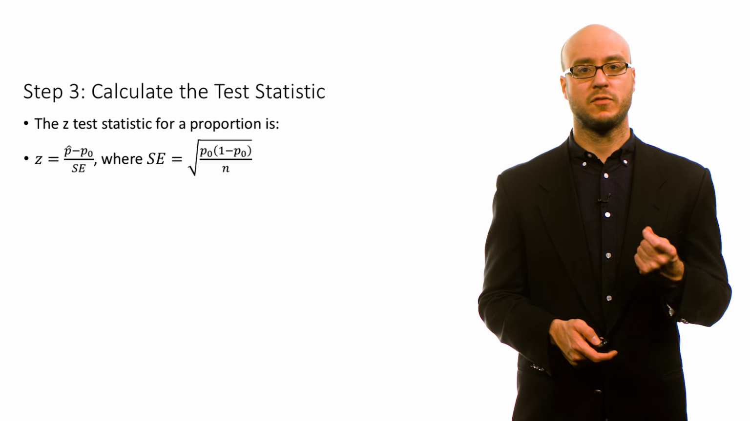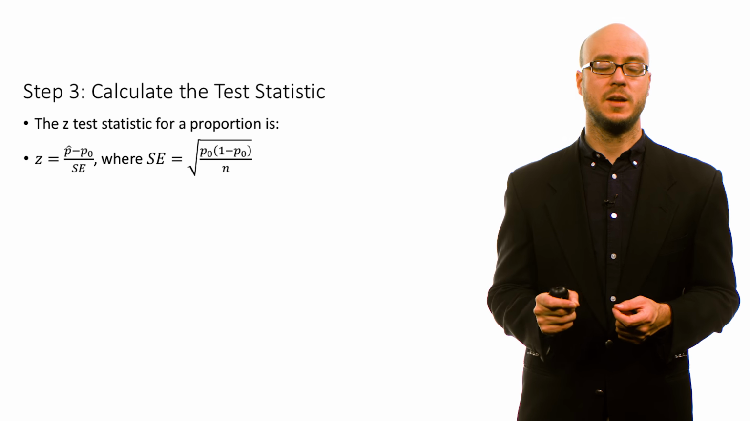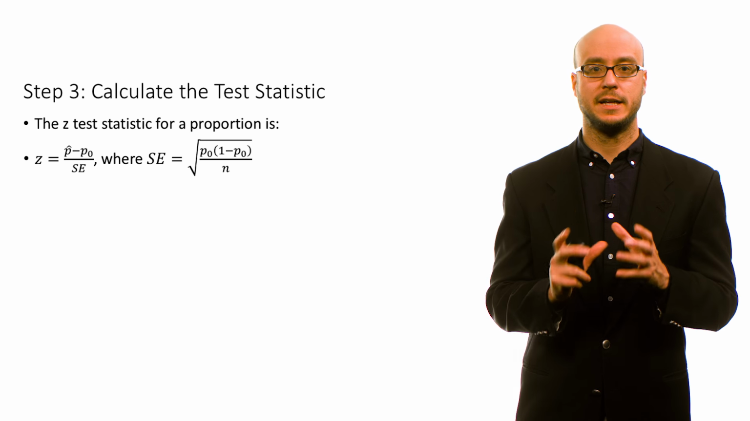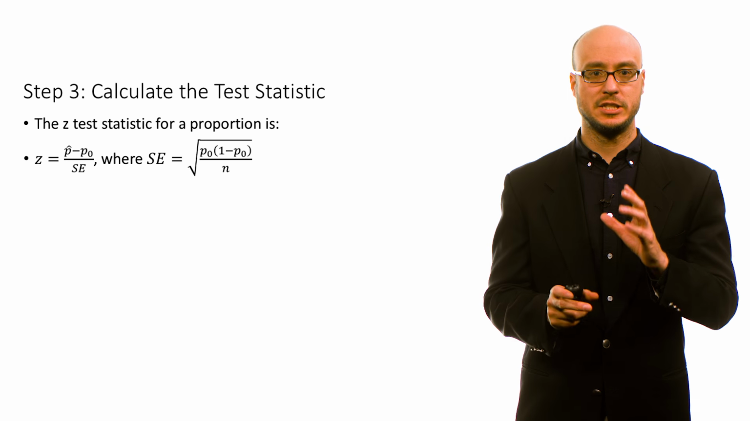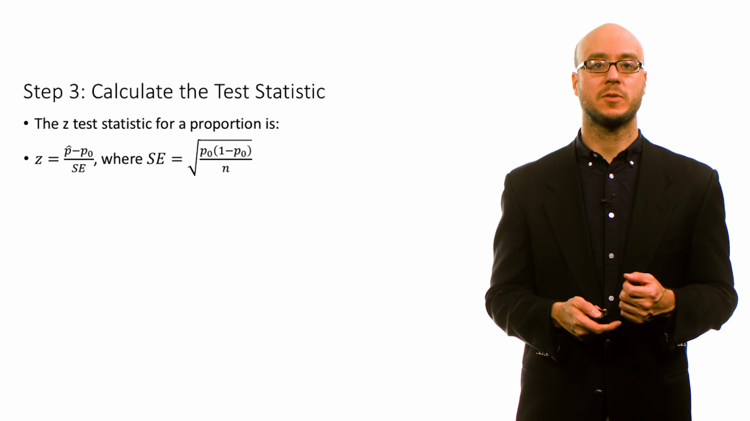For step 3, we want to calculate the test statistic. So the z-test statistic for proportion is p hat minus p subscript 0 divided by the standard error. Again, all this is doing is calculating how inconsistent our data, represented by p hat, is from the null, represented by p subscript 0.